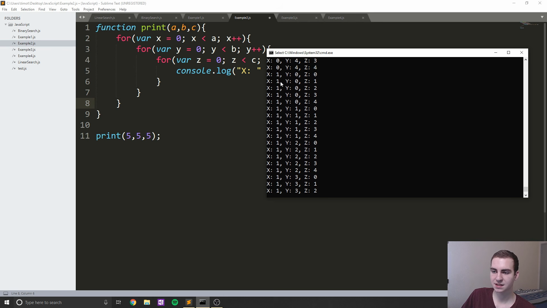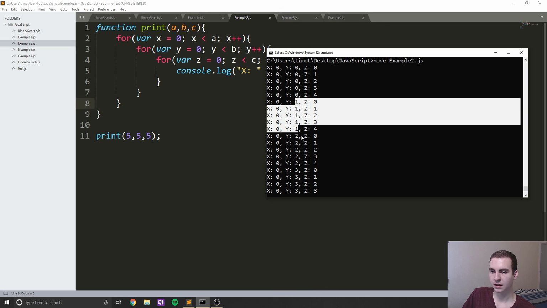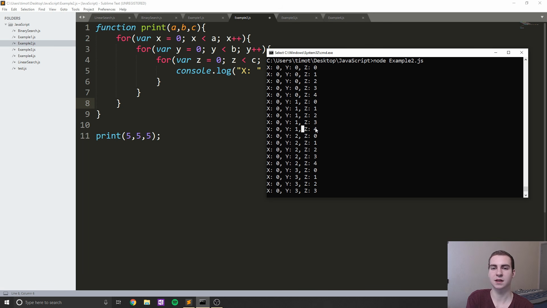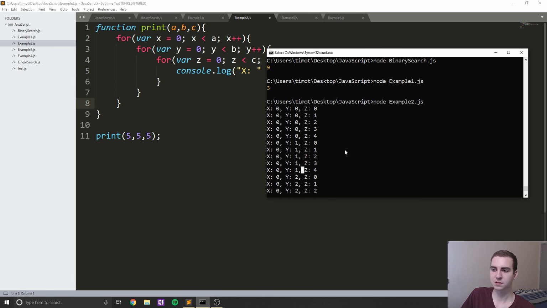Whereas x stays at 0 and goes to 1, goes to 2, goes to 3, and then once it's done, it's done. So this gives you an idea of exactly how this works, right? So you go x 0, y 0, z 0, right? And then y will change to 1, and then z will change, right? And that's exactly how it works. So that's how we can determine that this runs a times b times c times. And if you wanted to count these, you would get 5 times 5 times 5, which is essentially 125 lines, okay? That's how long that runs. I don't want to close that.